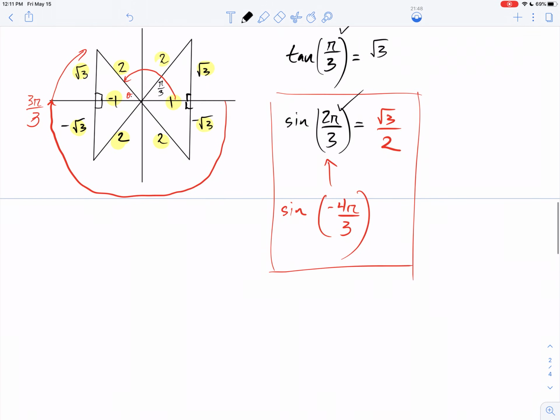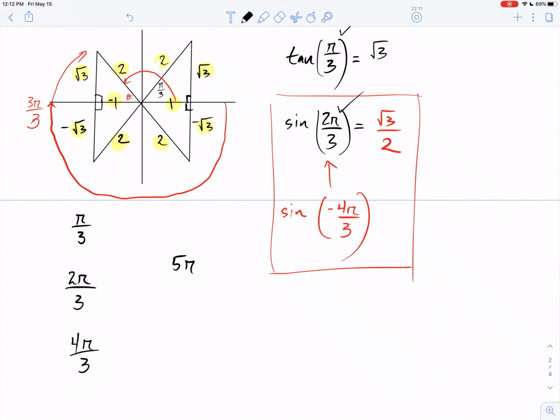So let's just finish up here. What are the multiples here? You'd have pi over 3, 2 pi over 3, that puts you in quadrant 2, 4 pi over 3, that puts you in quadrant 3. So we got pi over 3, 2 pi thirds, 4 pi thirds, 5 pi thirds. Why didn't I write 6 pi thirds? Well, because that's 2 pi and that's quadrantal. I have a different strategy for that.